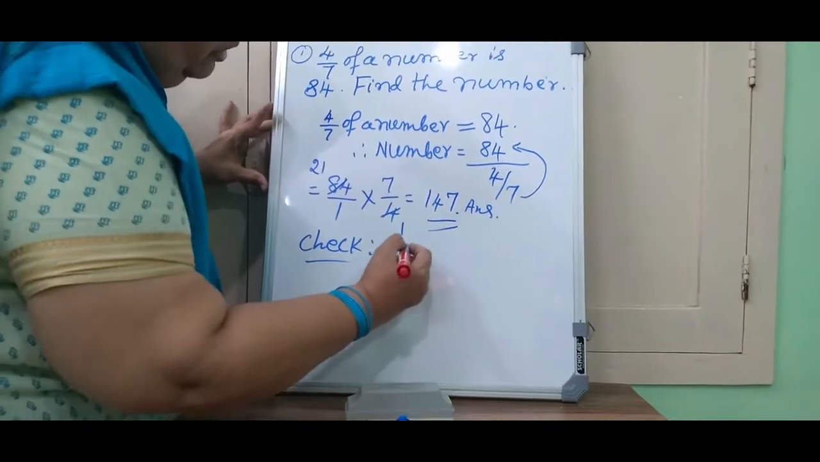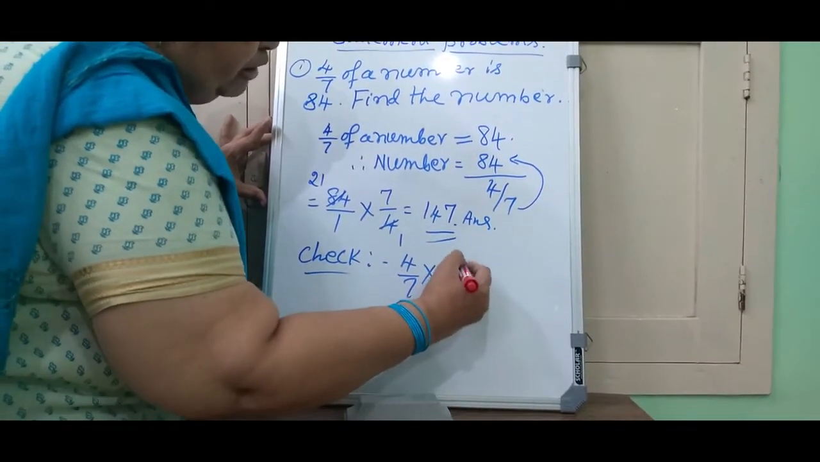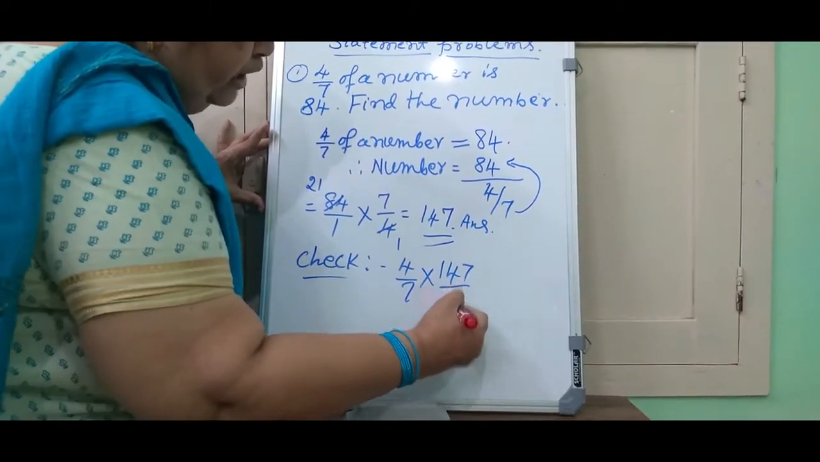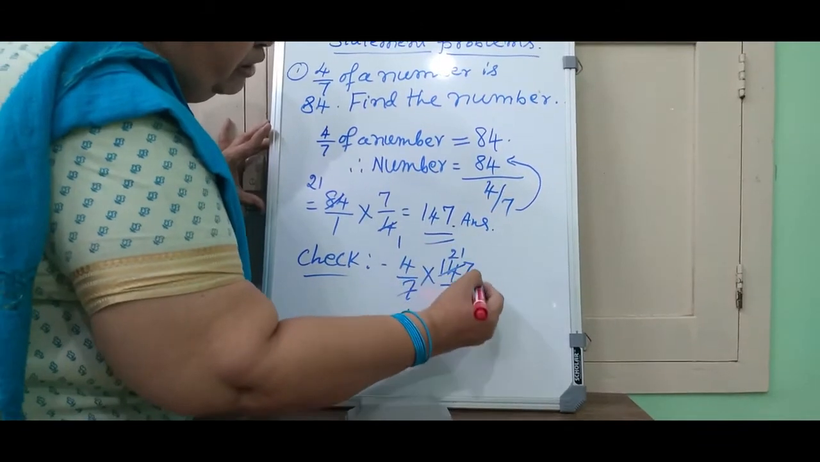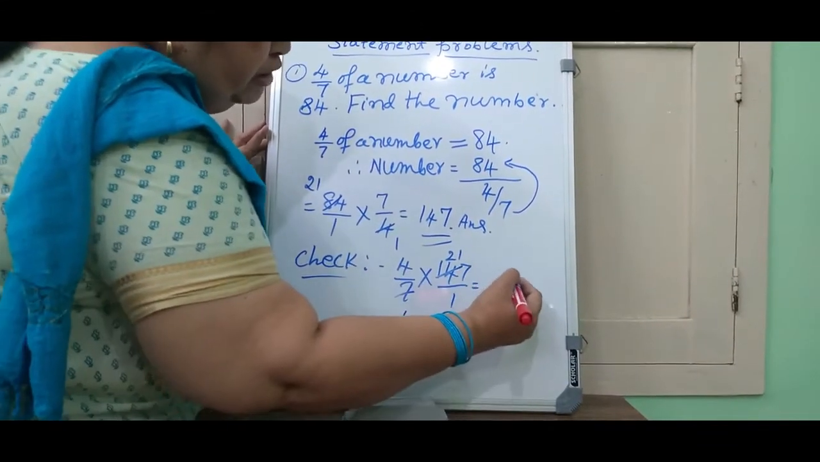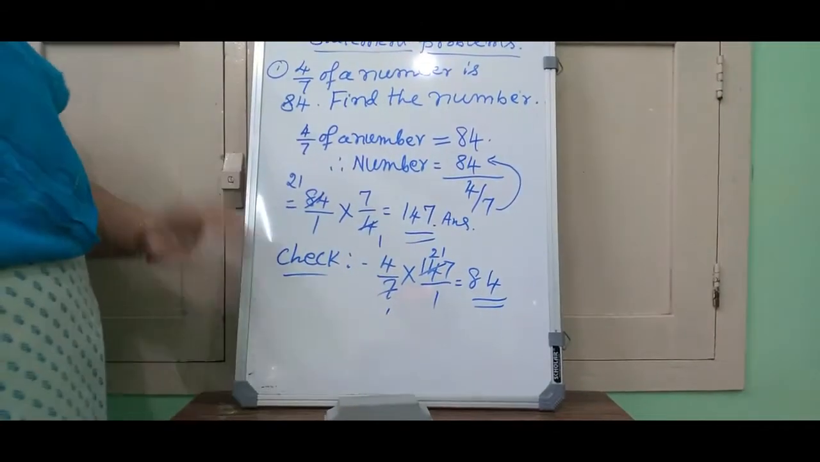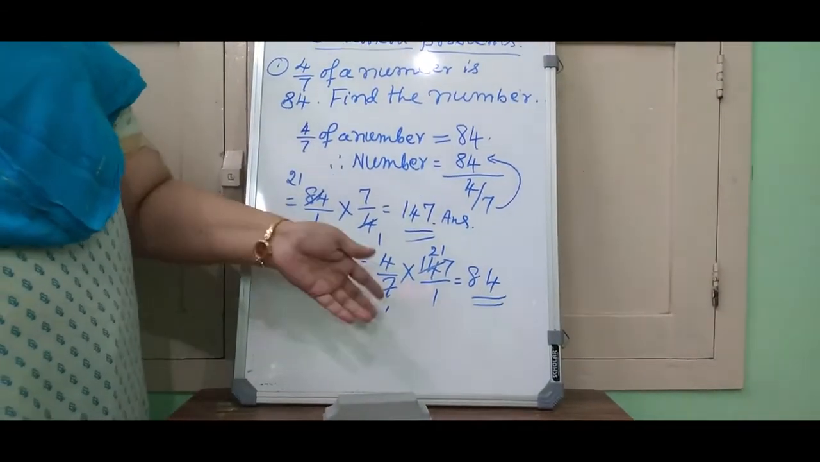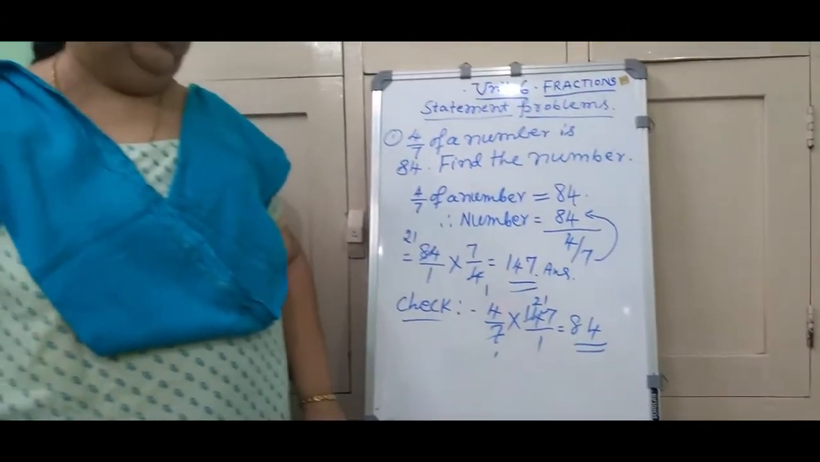Check. 4 by 7 into this 147. You write the answer. See, 7 ones are 7, 7 twos are 14, 7 ones are 7. If I multiply this, 4 ones are 4, again 4 twos are 8, 84. I have got it. This is the checking. You can do the cross-checking also, to see whether your answer is correct or not.